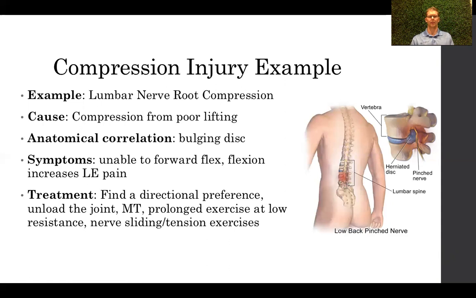The treatment, which Chris gets into later, is finding a directional preference, unloading the joint potentially, so maybe traction, which hasn't shown the best results, but maybe traction with some walking at the same time would be great if you have an unloader. Manual therapy, definitely. And then prolonged exercise at low resistance. That could be doing a bike, doing the total gym, but very low load, repetitious movement, because the nerves need a lot of oxygen. So getting blood flow to that region following an injury is going to be crucial.